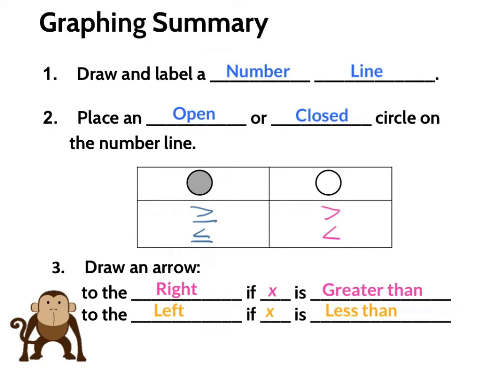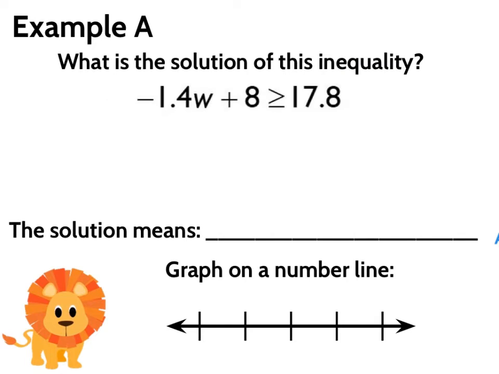So now, armed with our tools about how to solve and how to graph, let's take a look at the first example. So here at example A, we've got negative 1.4w plus 8 is greater than or equal to 17.8. So our first step here is that we're going to draw a wall down from our inequality symbol. Then we're going to make sure that we get rid of our constant. Our constant in this case is positive 8. So we're going to use the inverse operation. We're going to subtract 8 from both sides.